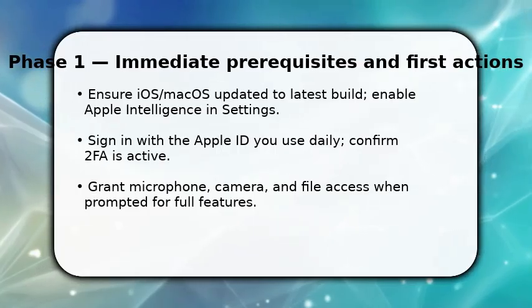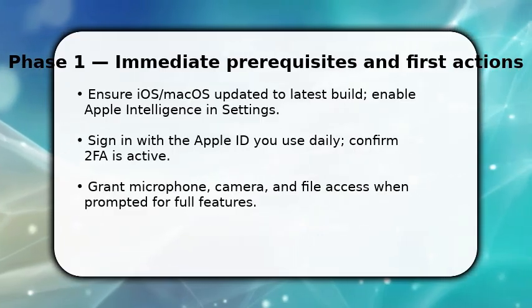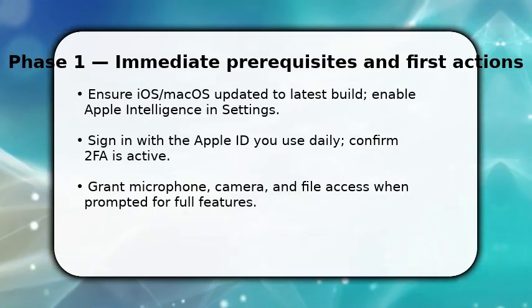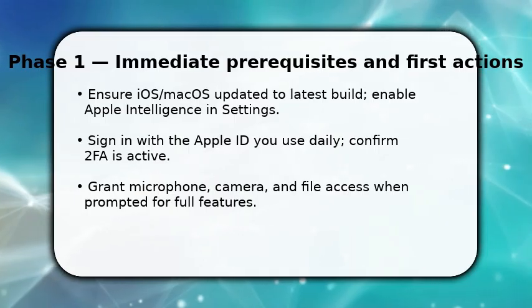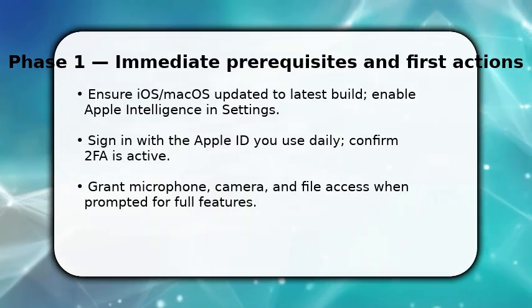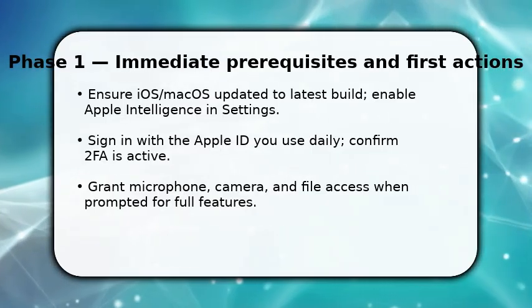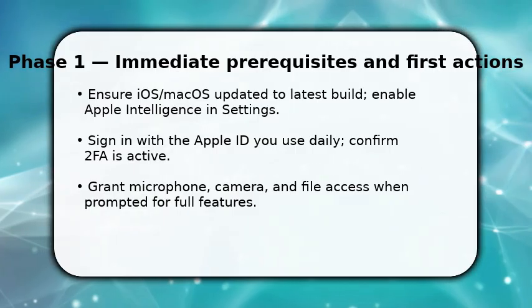You begin by confirming prerequisites and taking the first actionable steps. Enable Apple Intelligence in Settings and sign into your primary Apple ID with two-factor authentication active. Once done, allow microphone, camera, and file access so features can analyze content locally or in iCloud. This is essential. Make sure Device Sync is on to share context across your iPhone, iPad, and Mac.